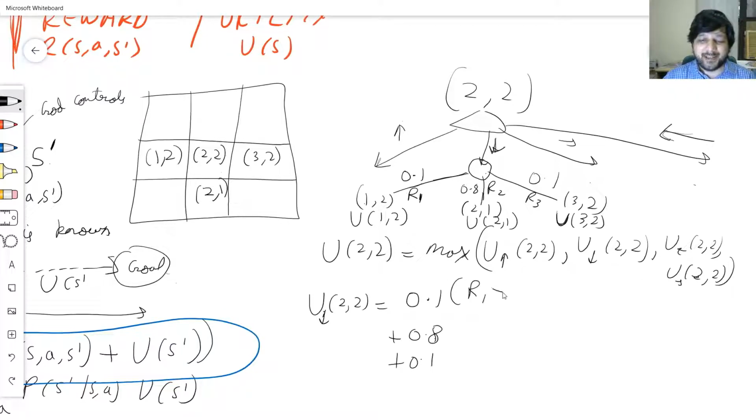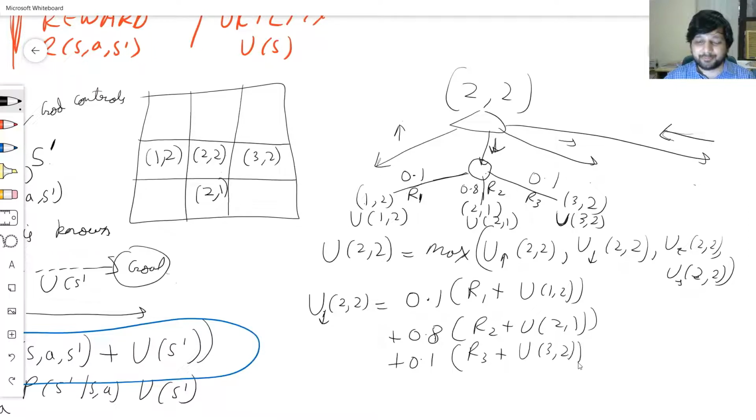What are my gains here? So I get R1 immediately, and from 1 2 to goal I get U12. I get R2 immediately, and from 2 1 to goal I get U21, and I get R3 immediately, and from 3 2 to goal I get U32. So solve this up. R1, R2, R3 is known as minus 0.1. You get this value, do it for all of them, and you know exactly how much will be U22.